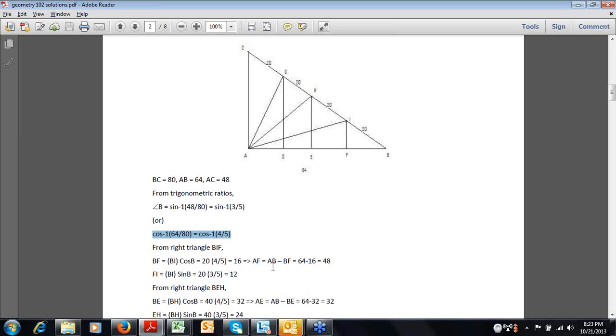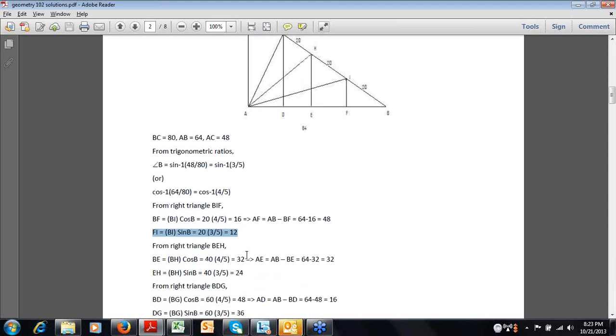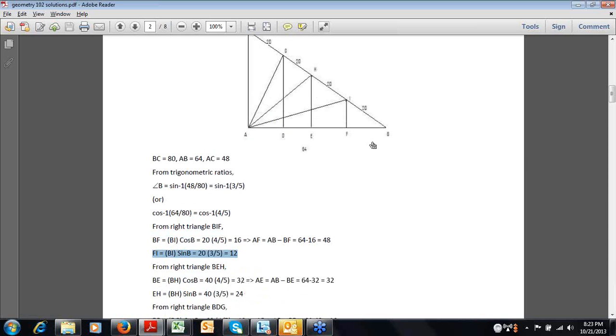So AF will be AB minus BF. AB is 64, 64 minus 16, it will be 48. Similarly, we can calculate FI. FI is equal to BI sin B. Right angle triangle BEH. Again, we have BEH.